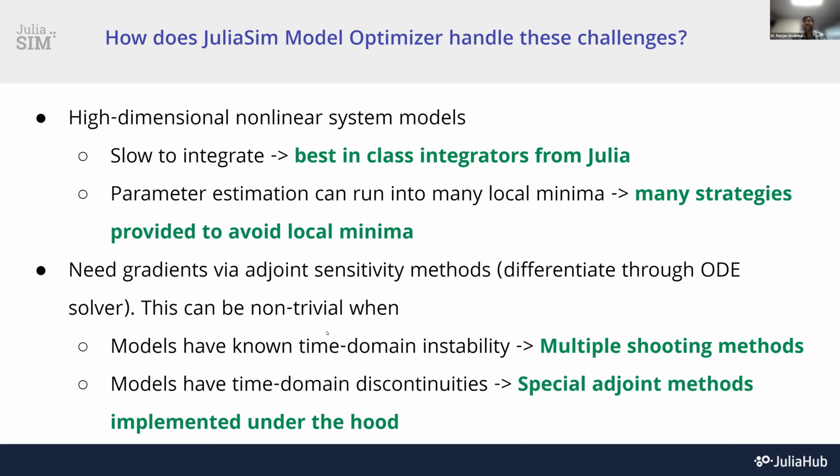The other thing that we do is, when you have time domain instability, we use a special calibration method called a multiple shooting method, and we'll get into that in a second. This is a particular type of case which we do handle. And if you have time domain discontinuities, there are sensitivity analysis methods that allow you to get derivatives in the case of jump equations and hybrid equations, which are also implemented under the hood. And what's nice is all of the secret sauce is abstracted away from the user.